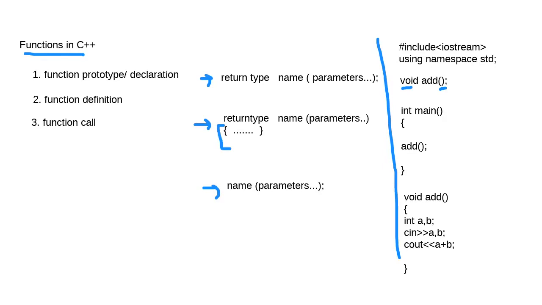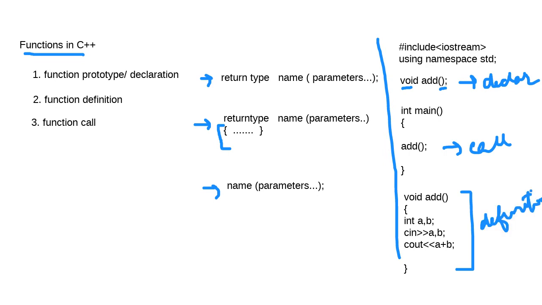So this is the function declaration, right? This is the function call, and finally this is the function definition. Right? So the function is without any return type and without any parameters. Is it clear to everyone? Any doubt? Yes.